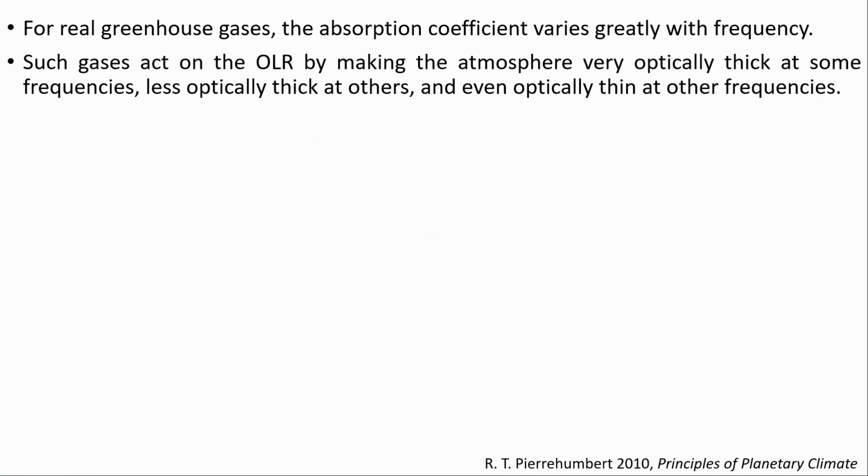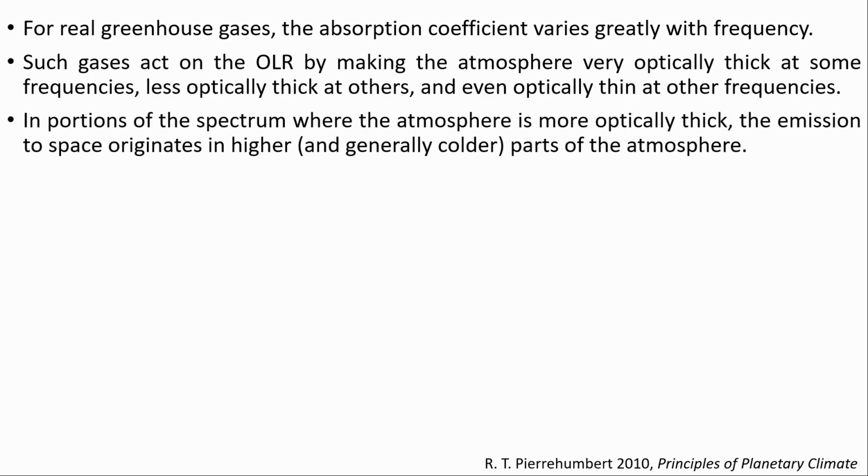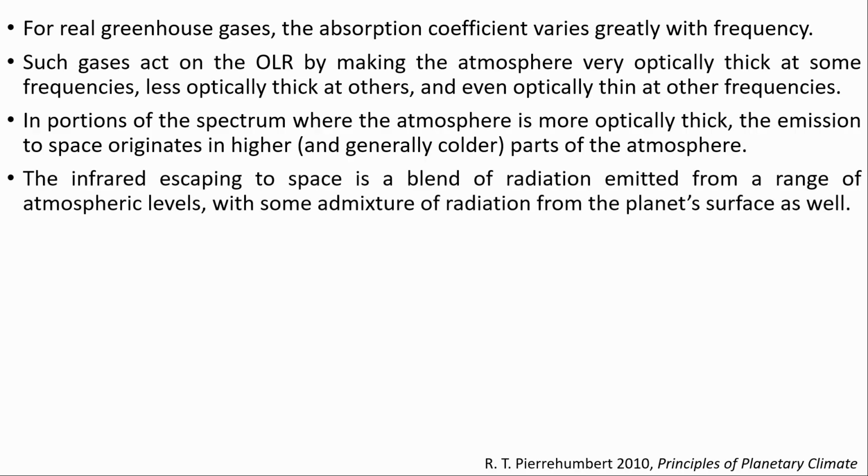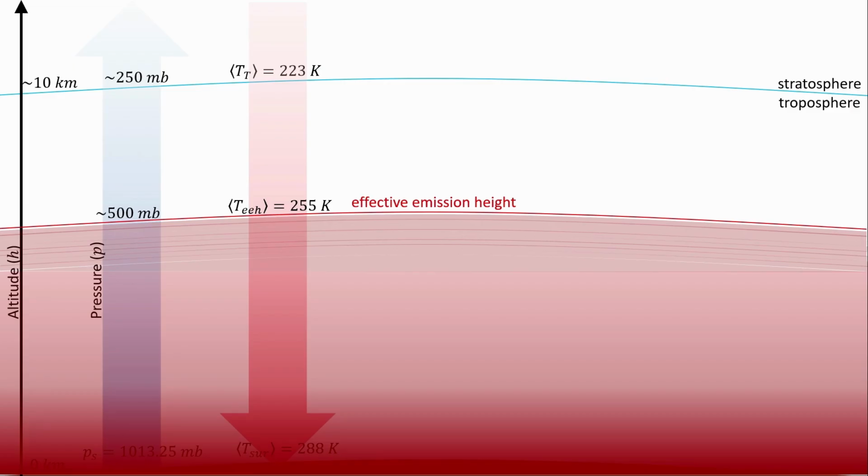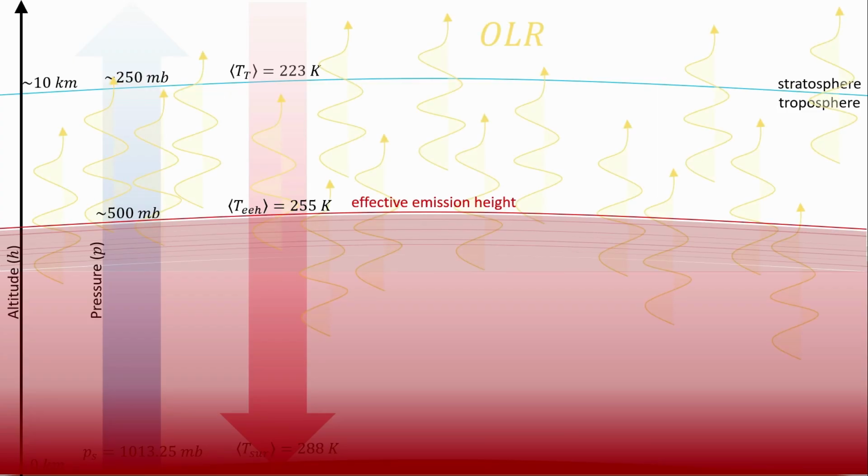For real greenhouse gases, the absorption coefficient varies greatly with frequency, meaning that not everything is going to radiate back at the same altitude. So such gases act on the OLR by making the atmosphere very optically thick at some frequencies, less optically thick at others, and even optically thin at other frequencies. In portions of the spectrum where the atmosphere is more optically thick, the emission to space originates in higher and generally colder parts of the atmosphere. The infrared escaping to space is a blend of radiation emitted from a range of atmospheric levels, with some admixture of radiation from the planet's surface as well. So that looks like this. So this is our effective emission height, but we're going to have OLR coming from all these different altitudes here.